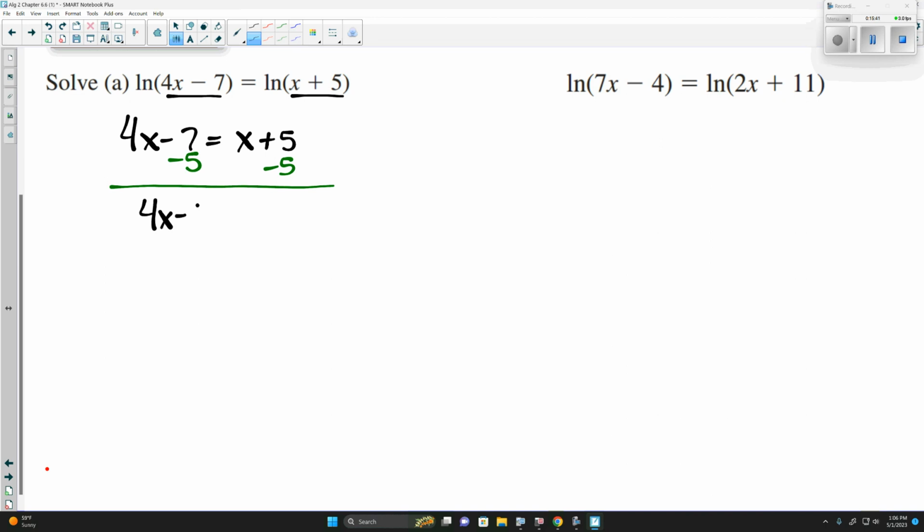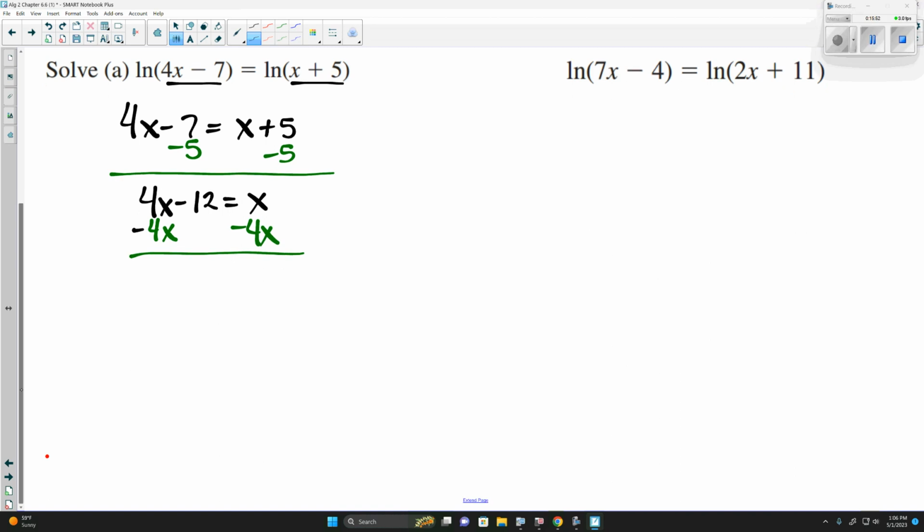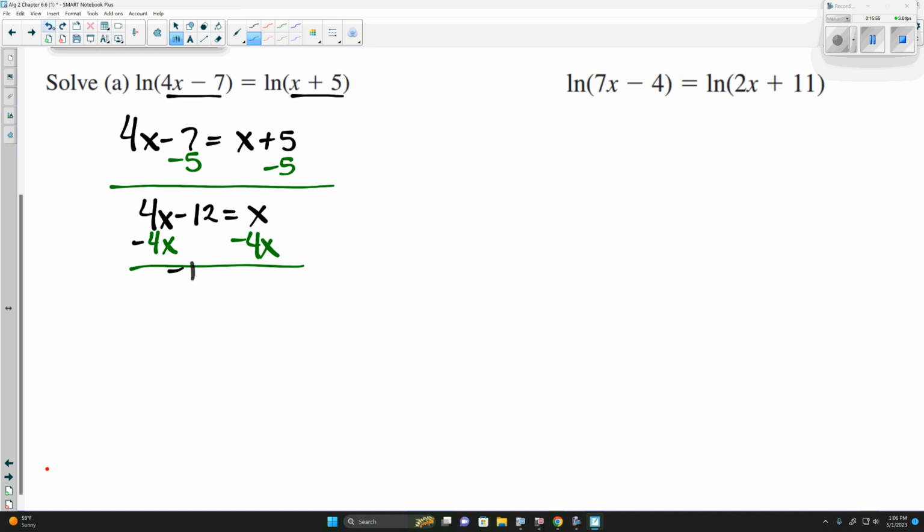So 4x minus 12 is equal to, then we can subtract 4x. And last but not least, we would divide by that negative 3. That tells us x is equal to 4.